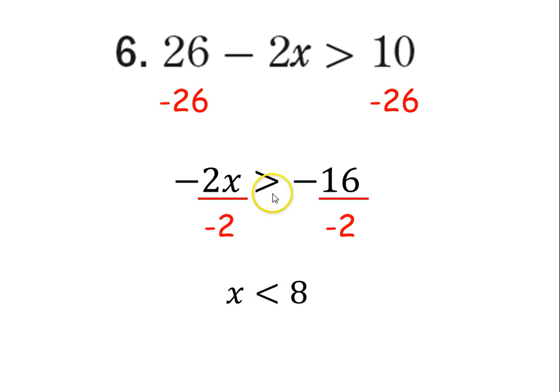Now you'll notice here that the sign was a greater than sign, and now all of a sudden it's a less than sign. And the reason that it is a less than sign now is because at this step here we divided both sides of the inequality by a negative number. And if you divide both sides of an inequality by a negative number, the symbol flips. So that is why this sign right here on the x is less than 8 is now the opposite way that it was beforehand.